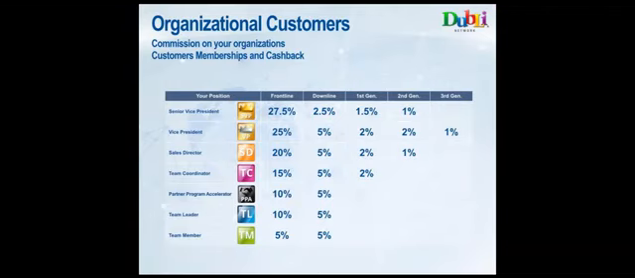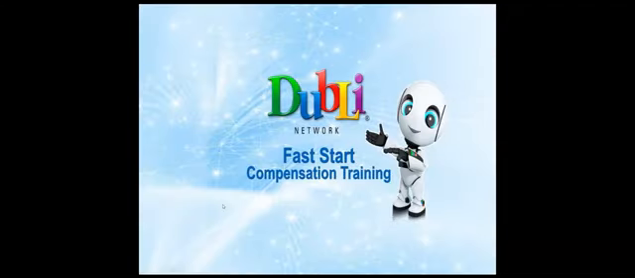We also know that each one of these positions from team member up has 5% assigned to their position, and it's cumulative. It's what I call a differential. I'm going to go through this in the back end. I put this slide here because we're going to go through the fast start first, and then I'll explain the generation overrides as well.